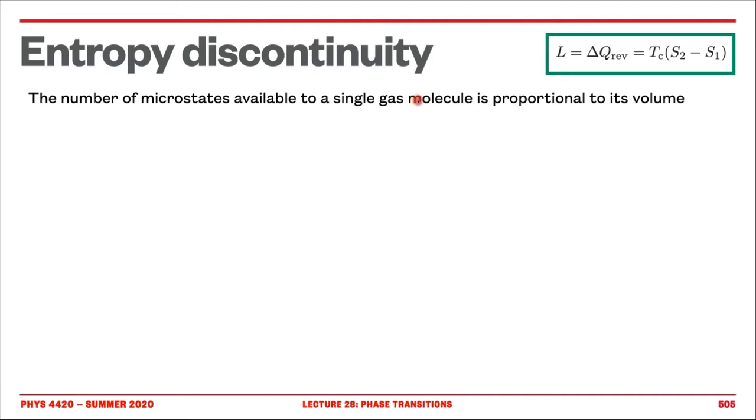Remember that we found in a previous lecture, in fact, I think we've seen that probably half a dozen times by now, that the volume in K space, in reciprocal space, occupied by a gas molecule is related to 1 over the volume. So that means that the number of states that a gas molecule can occupy is proportional to the volume.